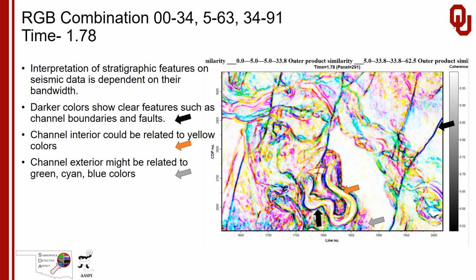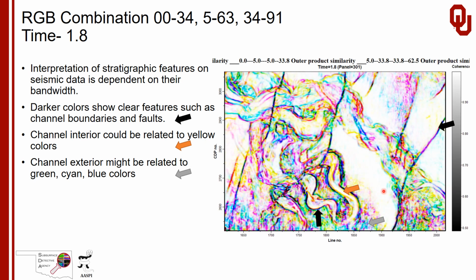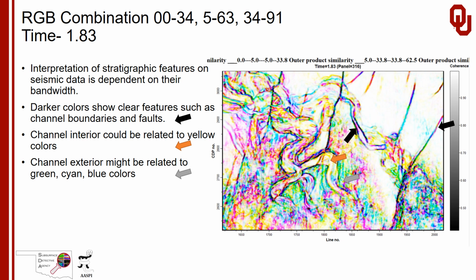Remember that interpretation of stratigraphic features on seismic data depends on their bandwidth. Here you can see yellow colors inside the channel. Yellow colors are related to the high frequency window. This is the time 1.8. Here you can see different faults and the channel delineation. Remember, each color can be related to a difference in frequencies.